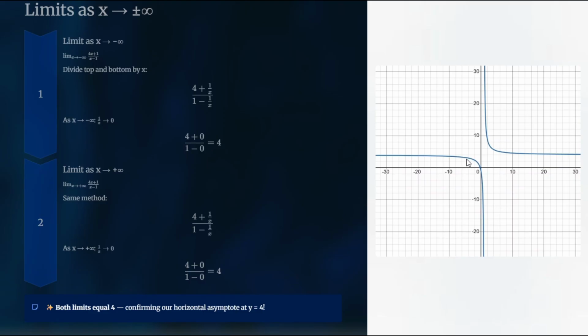So we can see from the graph, as x approaches or goes towards negative infinity, the function approaches y equals 4. And similarly, as x approaches positive infinity, or as x gets larger and larger, there is a horizontal asymptote at y equals 4.